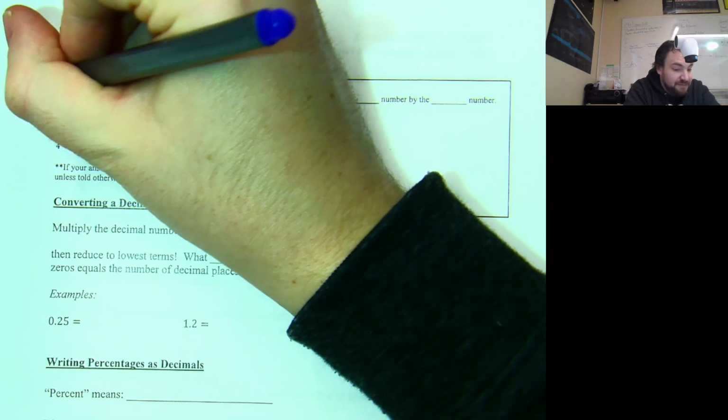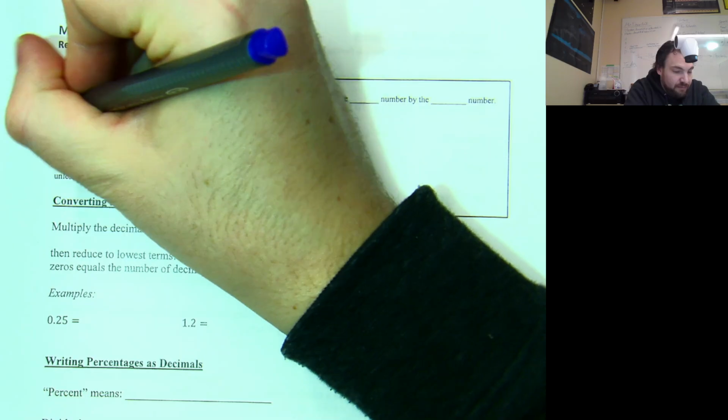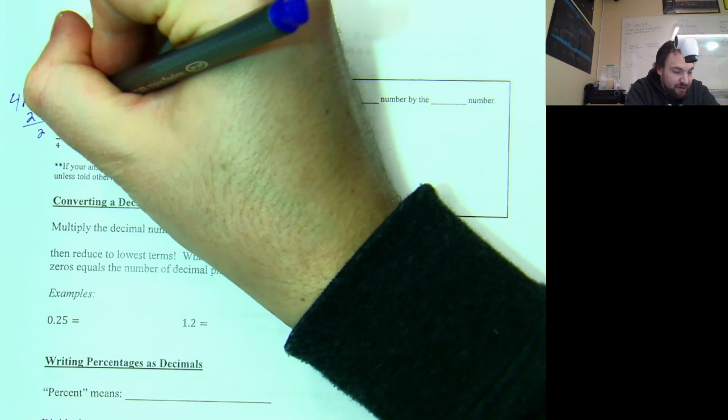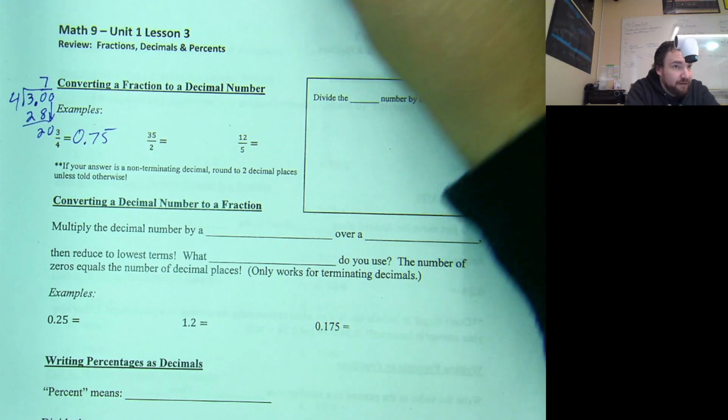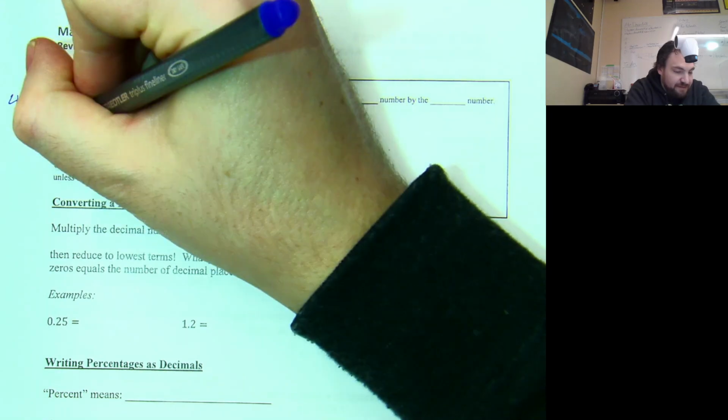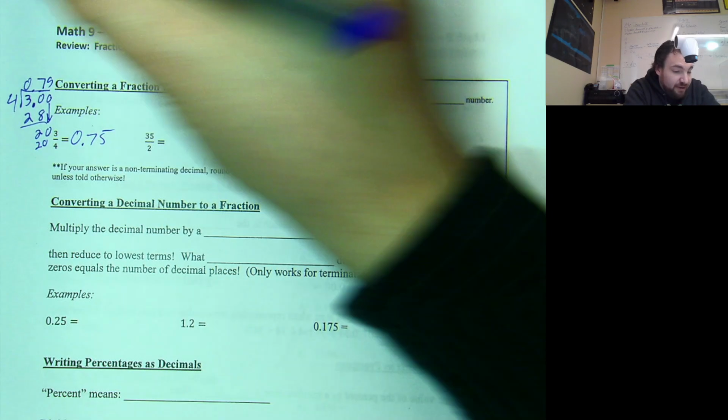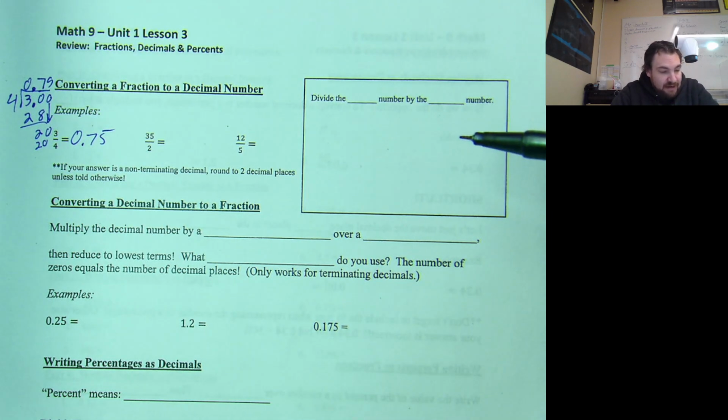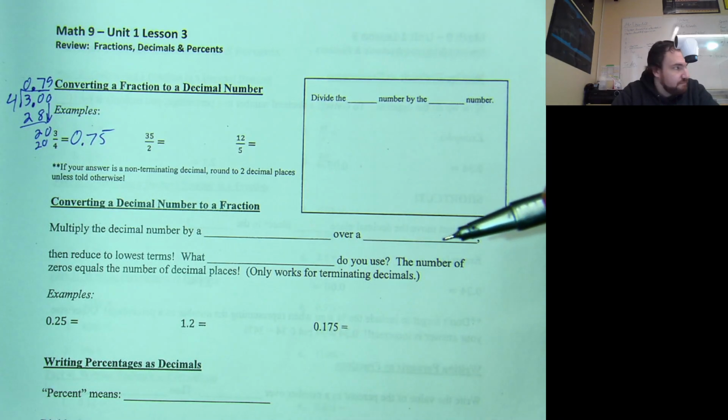7 times, because 7 times 4 is 28. That's a 2, add a 0, drop it down. How many times does 4 go into 20? 5. So 4 times 5 is 20. There's nothing left there. Okay, you can do it that way. How else do people do it? There's another way to do this.